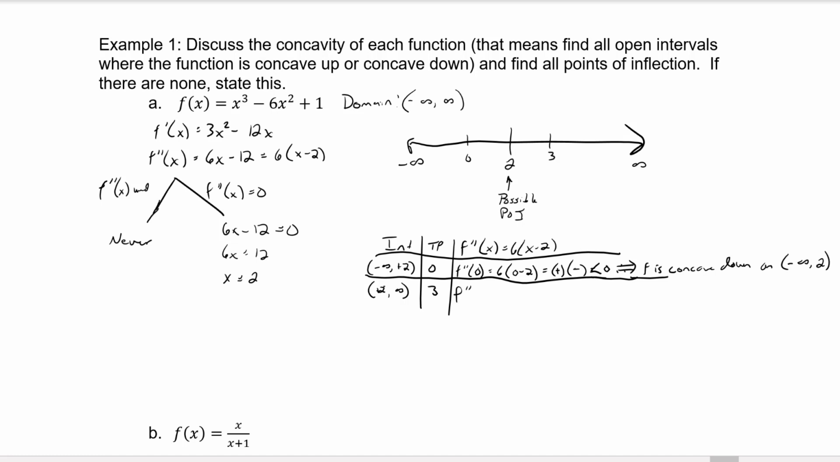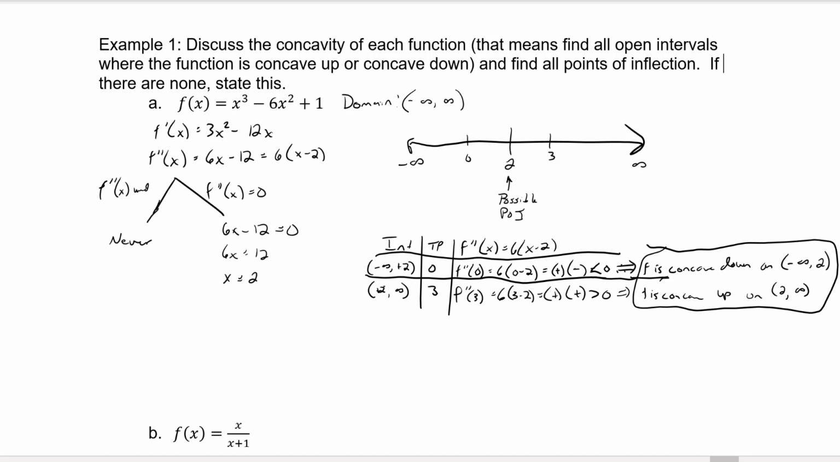Similarly, f double prime of 3, 6 times 3 minus 2. So 6 is still positive, 3 minus 2 is positive. So this is greater than 0. So f is concave up on 2 to infinity. And then, just like before, write it out in interval notation. In this case, there's only 2 intervals, so I'm just going to box in what I've already written.